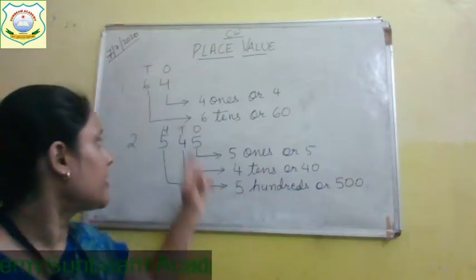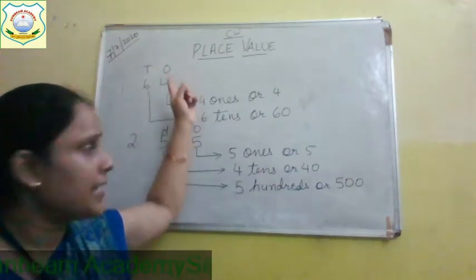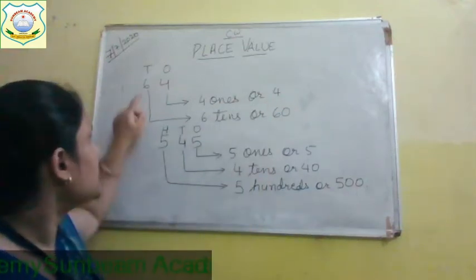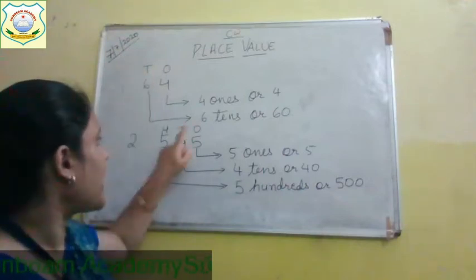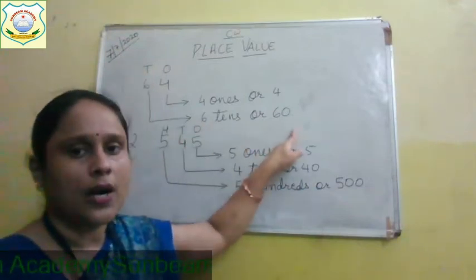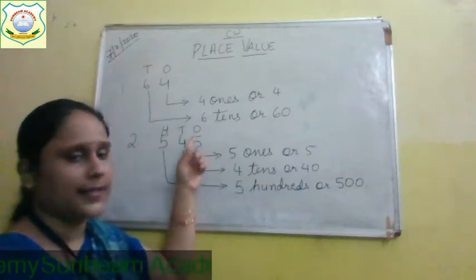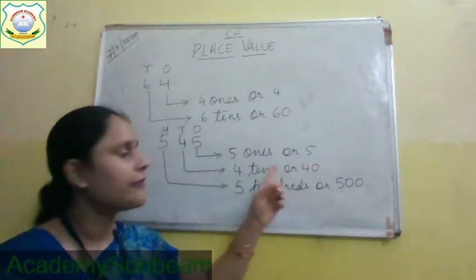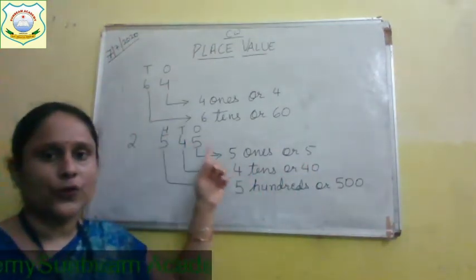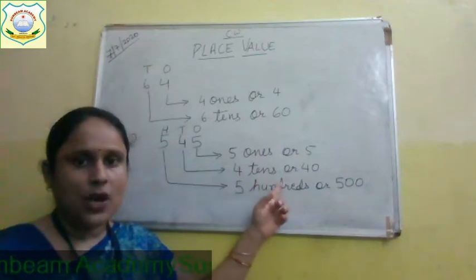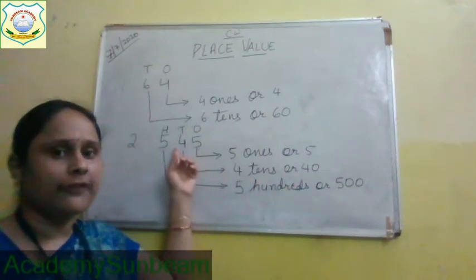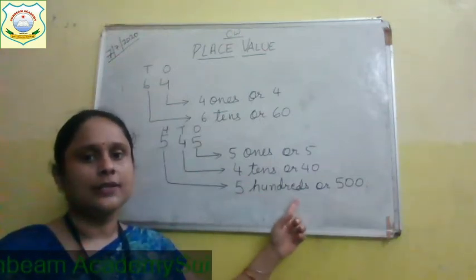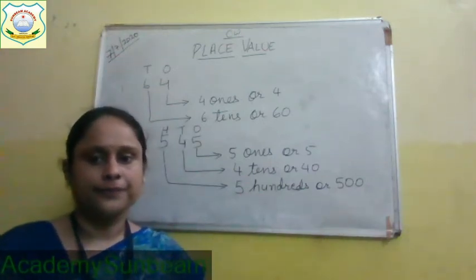Let's repeat again, children. 4 is in ones place, so we'll write 4 ones or 4. 6 is at tens place, so we'll write 6 tens or 60. 5 is in ones place, so we will write 5 ones or 5. 4 is in tens place, so we will write 4 tens or 40. 5 is in hundreds place, so we will write 5 hundreds or 500.